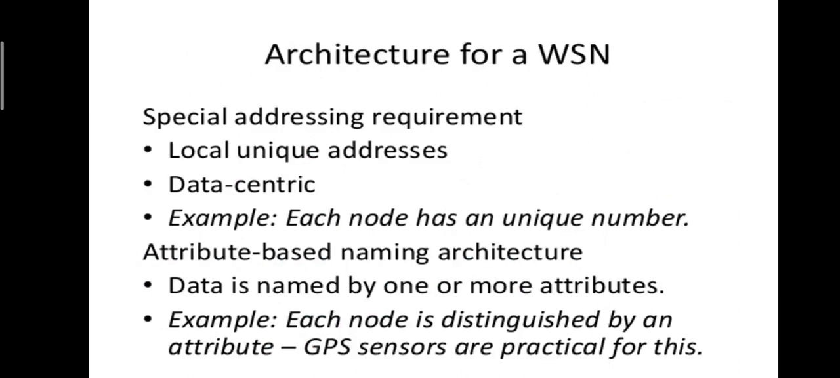Architecture of WSN specially addressing requirements: local unique addresses, data centric. Example, each node has a unique number. Attribute based naming architecture: each node is distinguished by an attribute. GPS sensors are practical for this. Hence, data is named by one or more attributes.